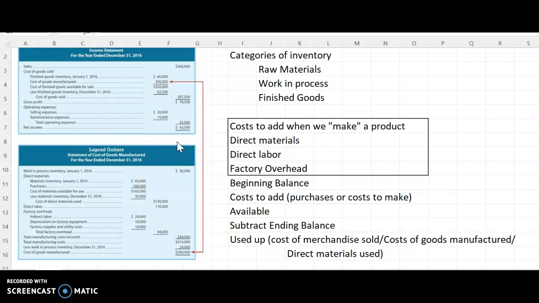So that is how you do a statement of cost of goods manufactured and an income statement. What I suggest you do is just take a few examples, put them in a few times, and it will start to make more sense the more times you do it. There's not really a lot to it. It's just a matter of understanding the basic format, which is beginning WIP plus these three items minus ending WIP to get you to cost of goods manufactured.